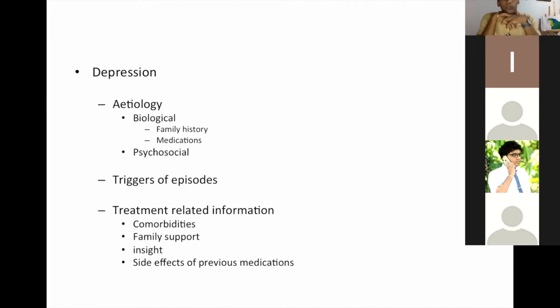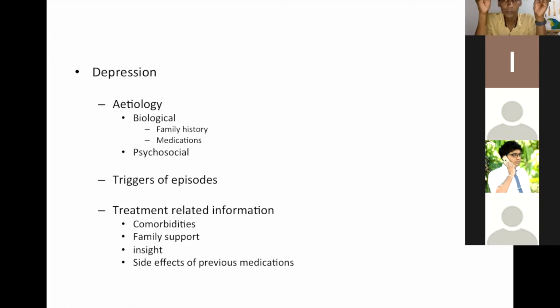And then we would like to know some treatment-related information, whether they have any comorbid illnesses. Now, for instance, people with depression, if they have comorbid medical illnesses like diabetes or ischemic heart disease, that precipitates their depressive illness, right? And vice versa, right? And we would like to know what kind of family support the patient is having, because that information is relevant for us to manage the patient, right? To arrange medications, other psychological interventions, etc.